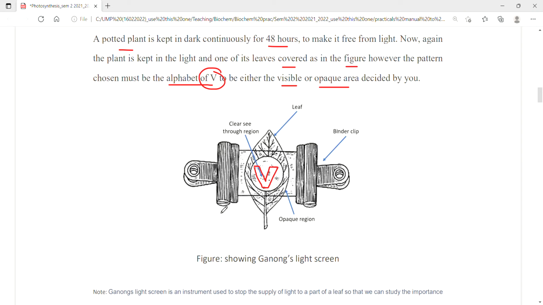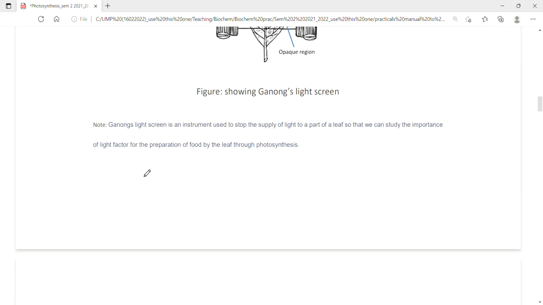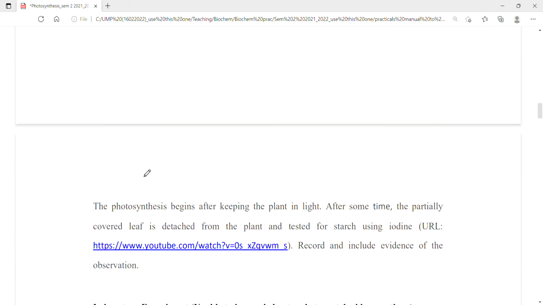And then what you need to do is leave the plant in sunlight, but I didn't mention for how long, so you have to figure out how long you need to leave it in light, such that photosynthesis can be said to have minimally completed. And after that, pluck the leaf and test it for starch.